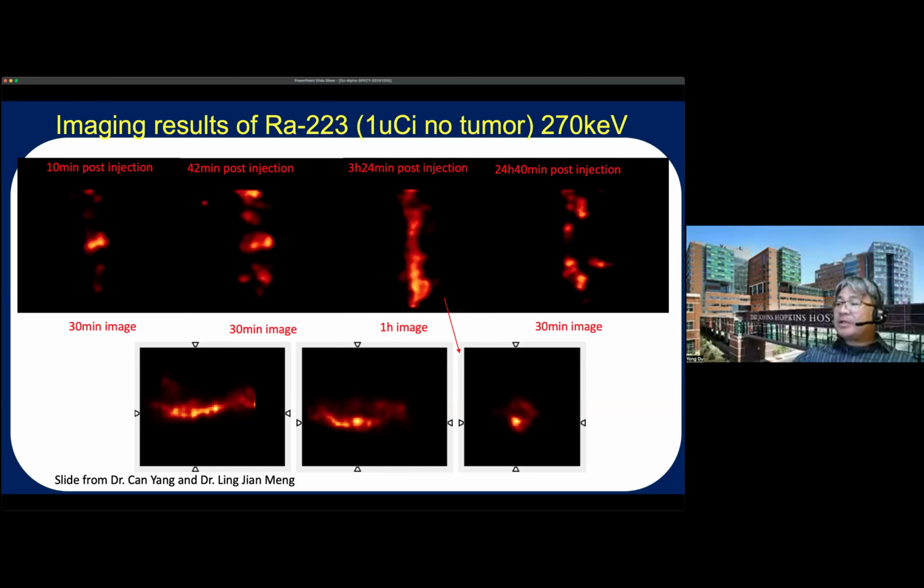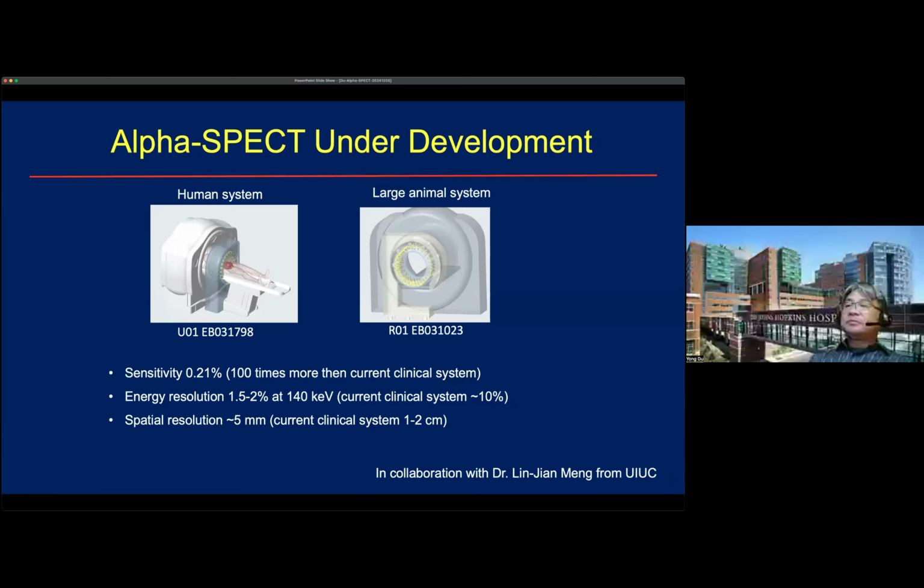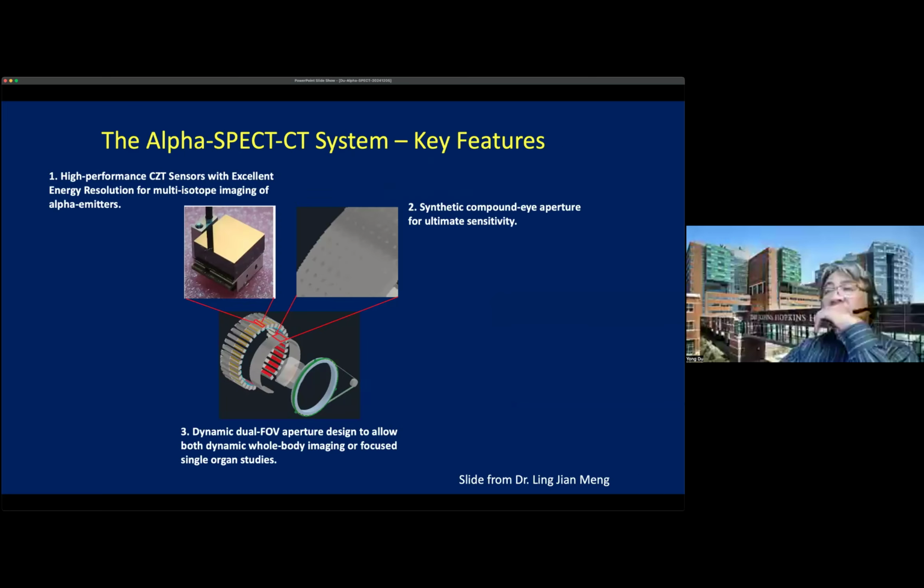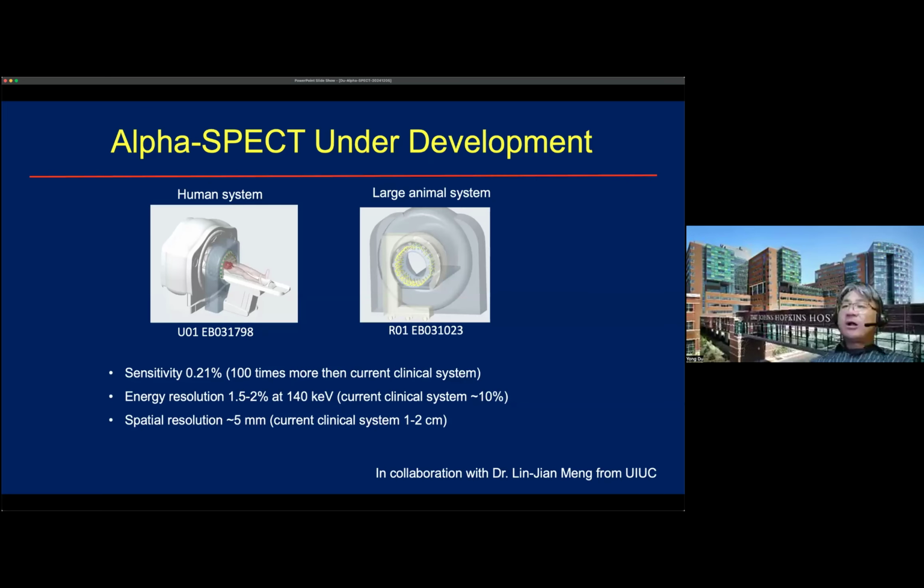So again, now let's show you the ability of using CT tech to debug different systems. With this, we also have 2 alpha-SPECT systems under development. One is a human system supported by a U1 grant. One is a large animal system supported by an R1 grant. The design target for both systems is 0.1% sensitivity. It's about 100 times higher than the current clinical system.